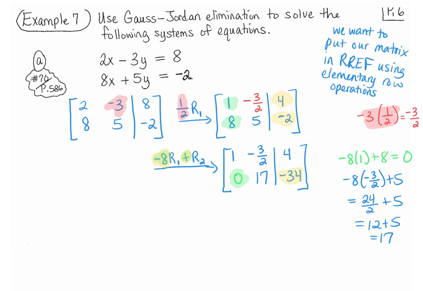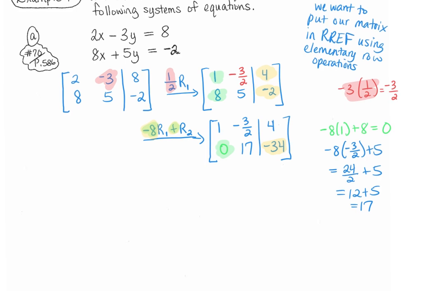All right. Okay, so now where we have a 17, we want this to be what? 1. What can we do to row 2? You got it. Times it by 1 over 17. Good. So 1 over 17, bless you. 1 over 17, you're welcome, times row 2. We're going to get a new row 2. Is row 1 changing? No. So we have 1, negative 3 halves, and 4.